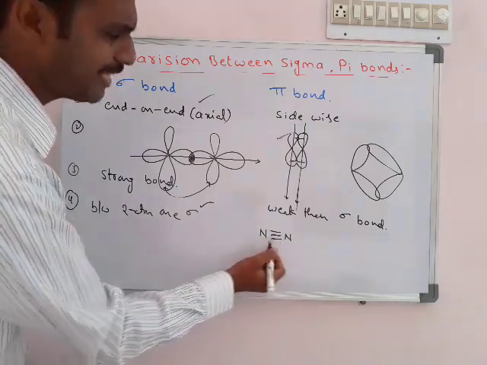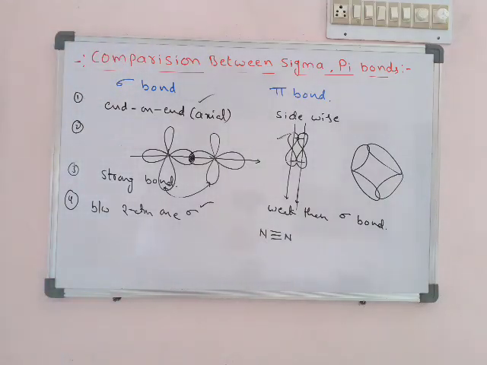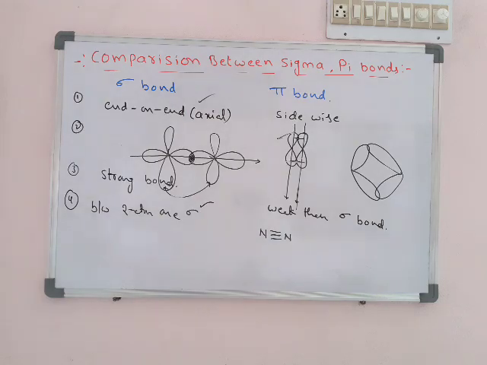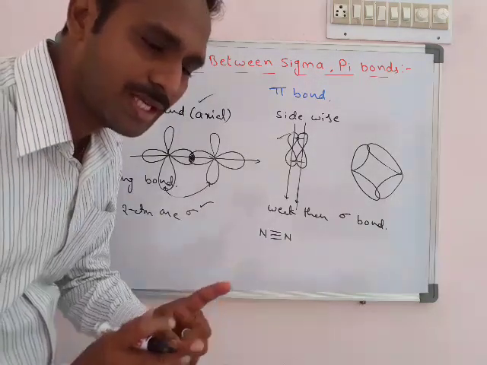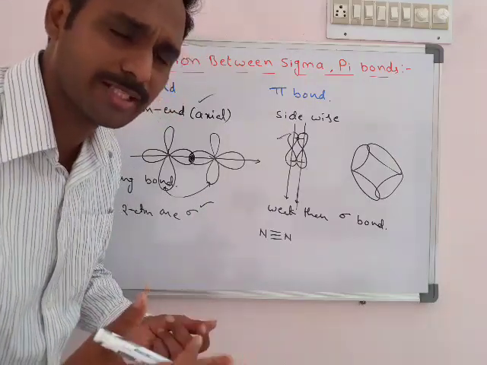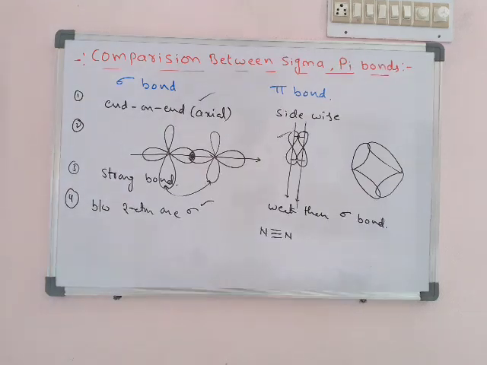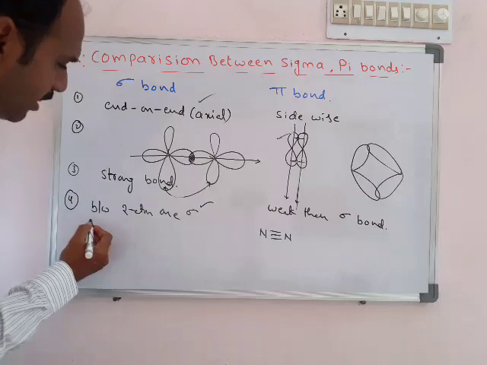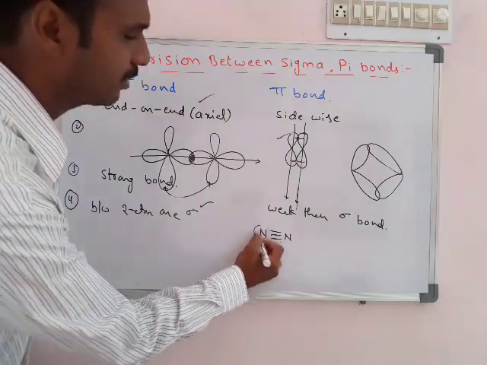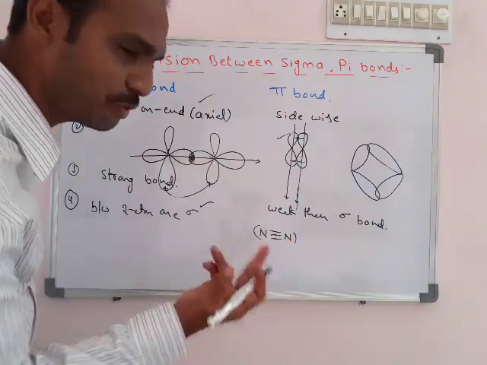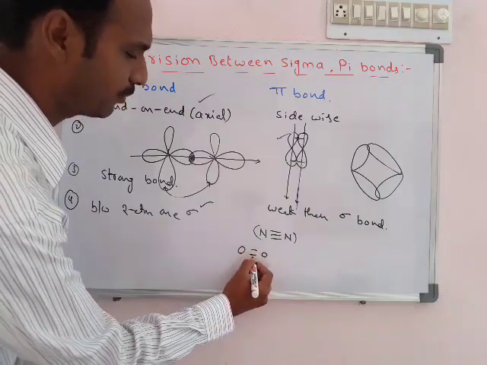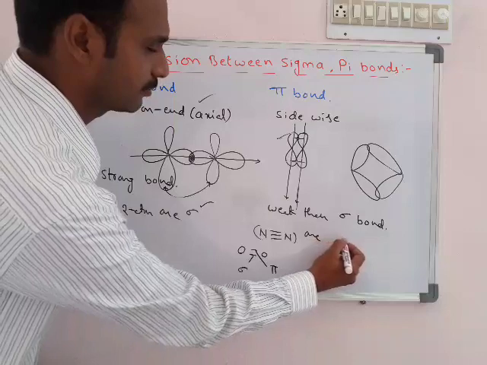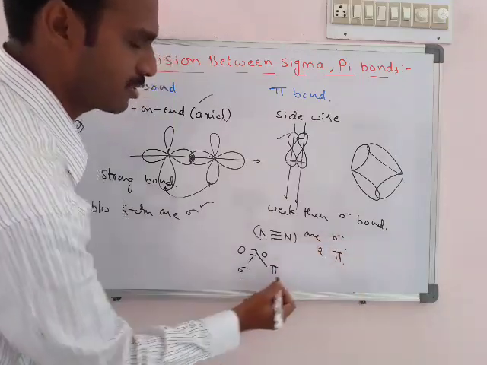Means in any two atoms there is only the possibility of one sigma bond. So apart from that, the remaining bonds are called pi bonds. Between two atoms only one sigma bond is possible. Next, between two atoms there is a possibility of two pi bonds. For example, in O double bond O, one sigma bond and one pi bond. Or in N triple bond N, there is one sigma bond and two pi bonds.